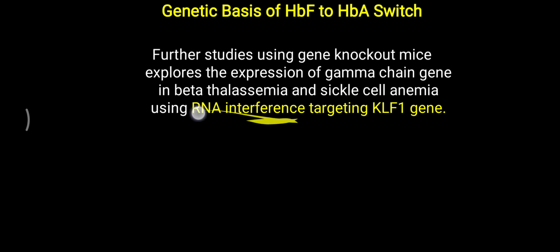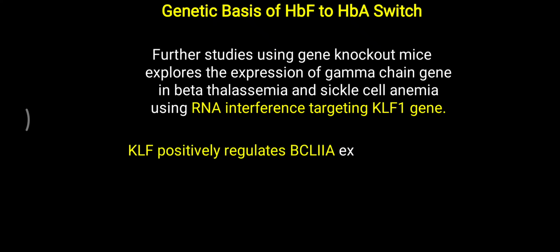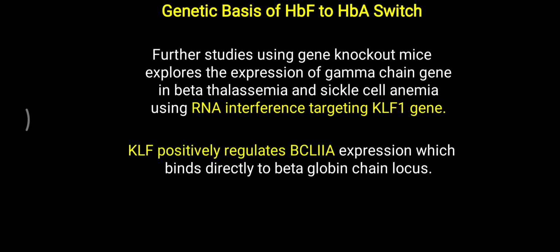So RNA interference helps to reduce the effect of the KLF1 factor, and that helps to produce more gamma chain, and that also positively regulates BCL11A, and all of that helps with more production of fetal hemoglobin. So KLF positively regulates BCL11A, which helps in more production of the gamma chain, and it binds directly to the beta globin chain locus. All of these theories suggest the switching of fetal hemoglobin to adult hemoglobin.